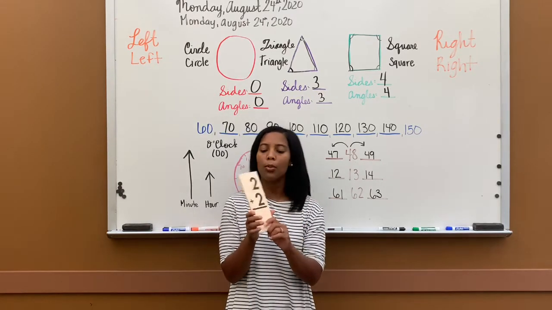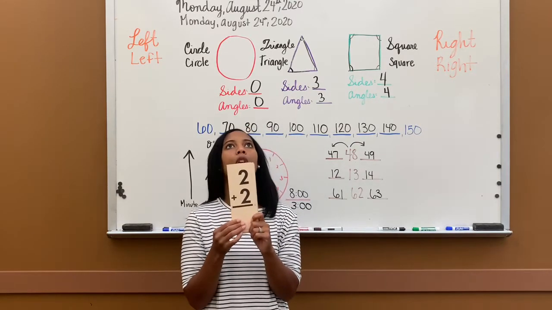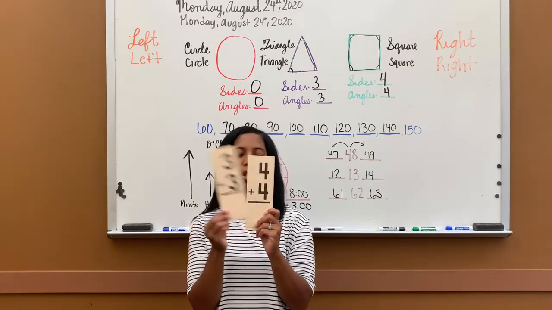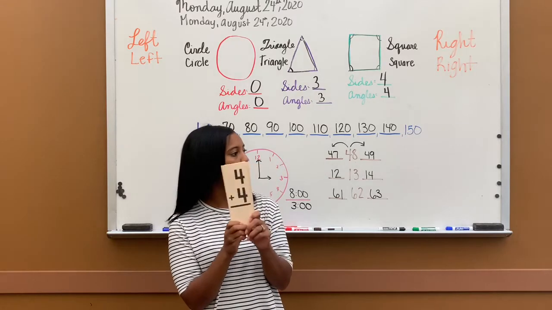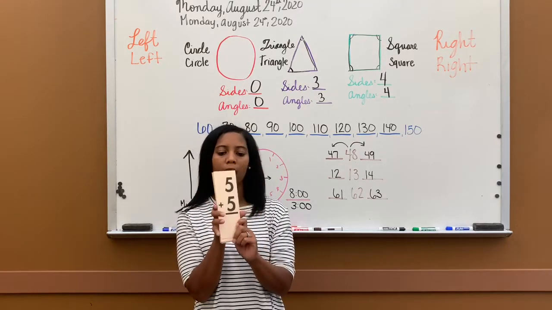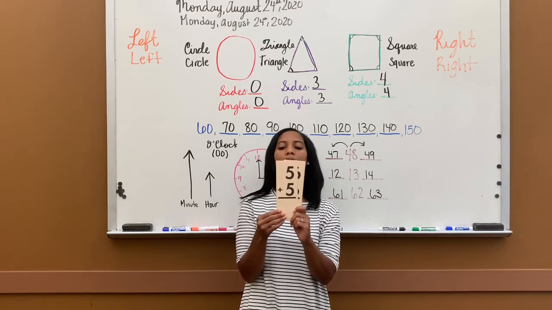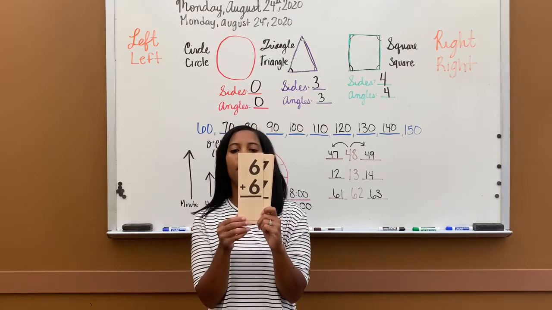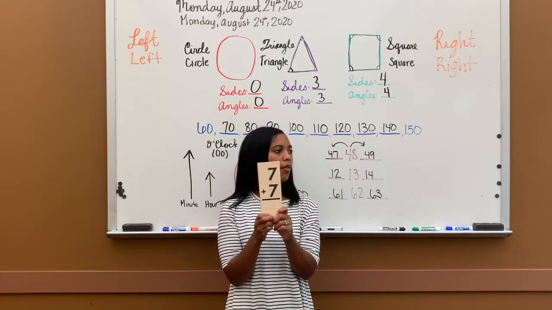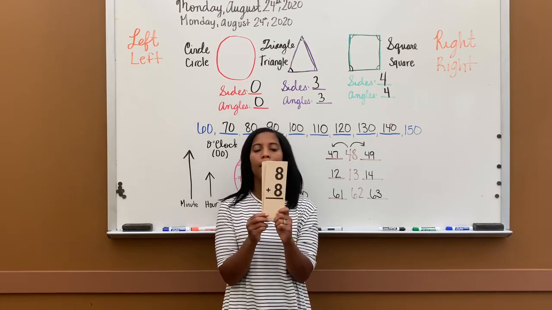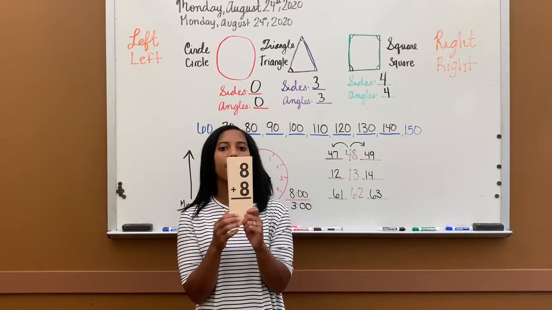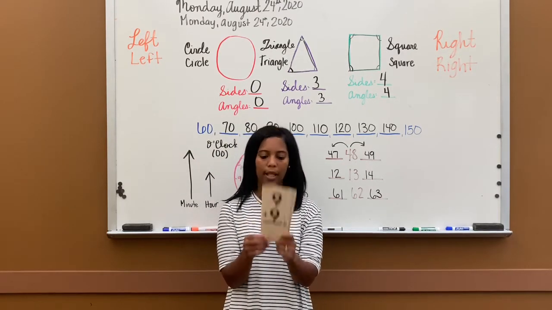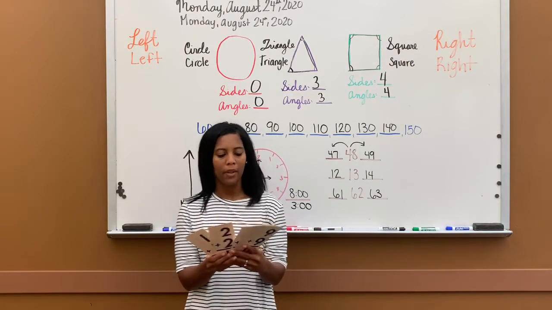Next one. 2 plus 2 equals 4, 4, 4. 3 plus 3 equals 6, 6, 6. 4 plus 4 equals 8, 8, 8. 5 plus 5 equals 10, 10, 10. 6 plus 6 equals 12, 12, 12. 7 plus 7 equals 14, 14, 14. 8 plus 8 equals 16, 16, 16. 9 plus 9 equals 18, 18, 18. Okay? That's your doubles facts.